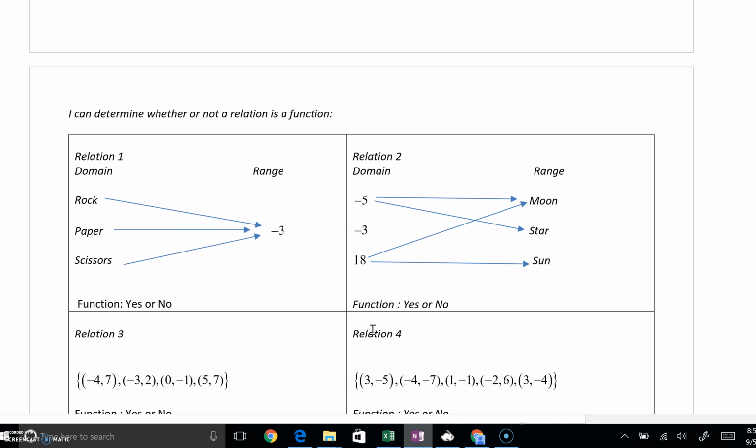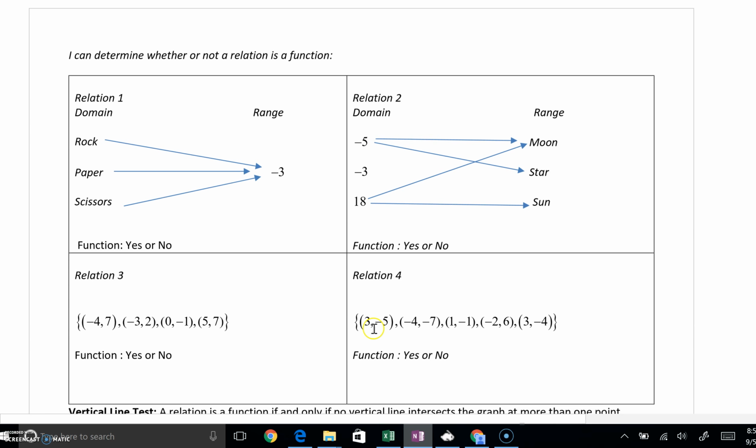Let's take a look at the back page. Hey, we're going to determine whether we have a function or not. Do you guys remember what was so true about a function? What do we want to happen? X does not repeat. If X does not repeat, we've got a function. If X is going to repeat, then it's not a function.